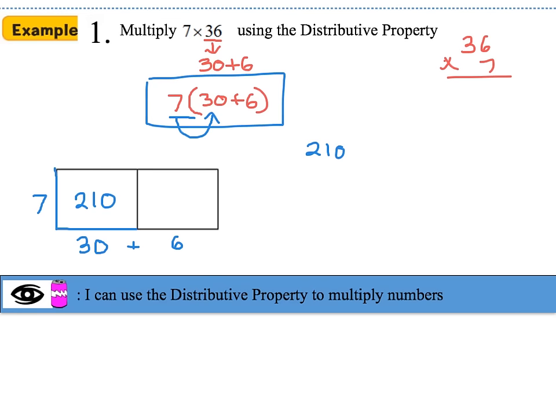Now we're going to have to multiply 7 times 6, so the area of the second rectangle would be 42. 7 times 6 is still 42. Now let's go ahead and find the total area of both rectangles. So we would have to add both numbers together, and our answer would be 252.